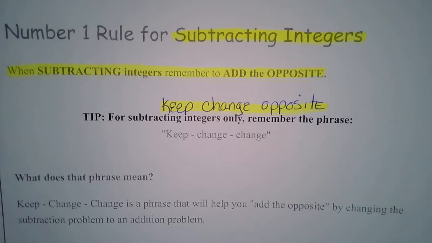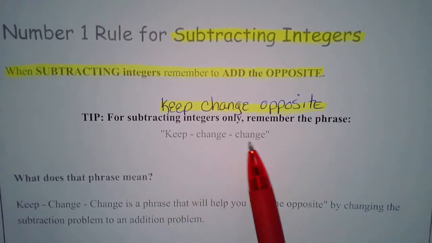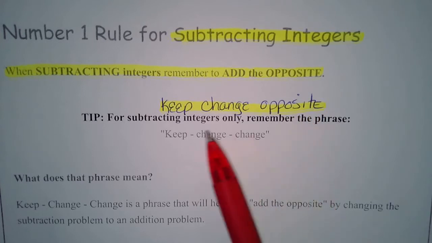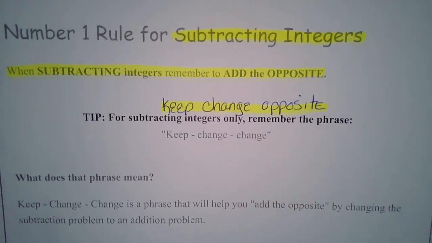So again, our topic for today is subtracting integers. The key rule or point when subtracting integers is that you need to remember to add your opposites. The phrase that we use is keep, change, opposite. I know that's a little bit different than what's written here, but instead of saying change twice, I decided to make it keep, change, opposite. So go with what I'm giving you. Keep, change, opposite. All right, so what does that mean?